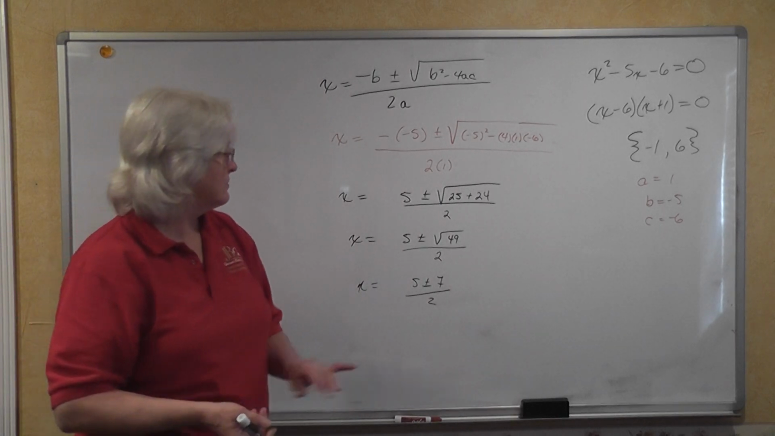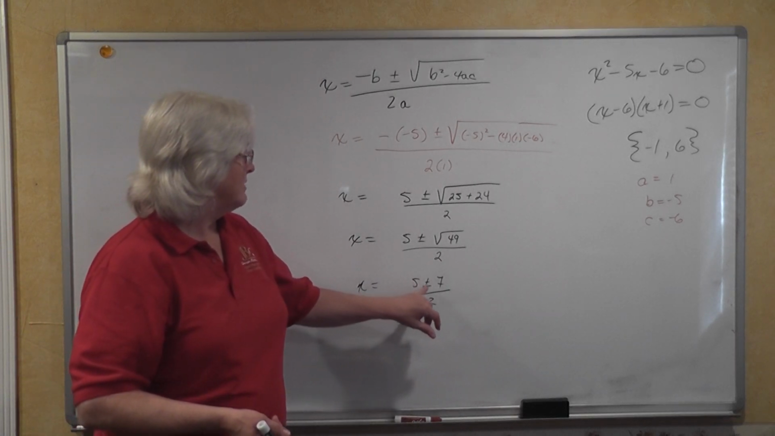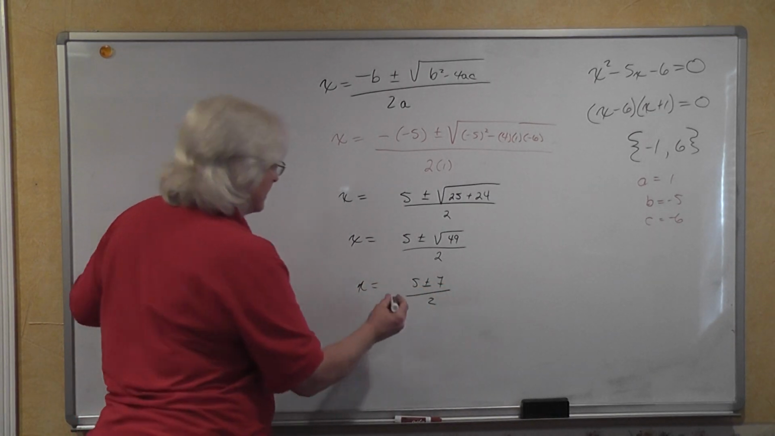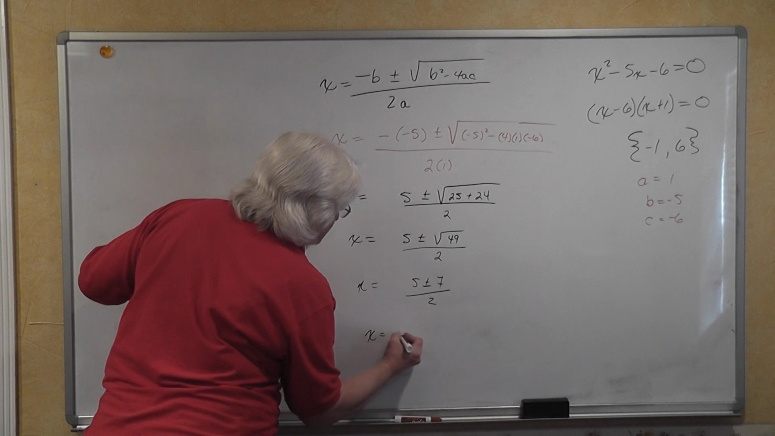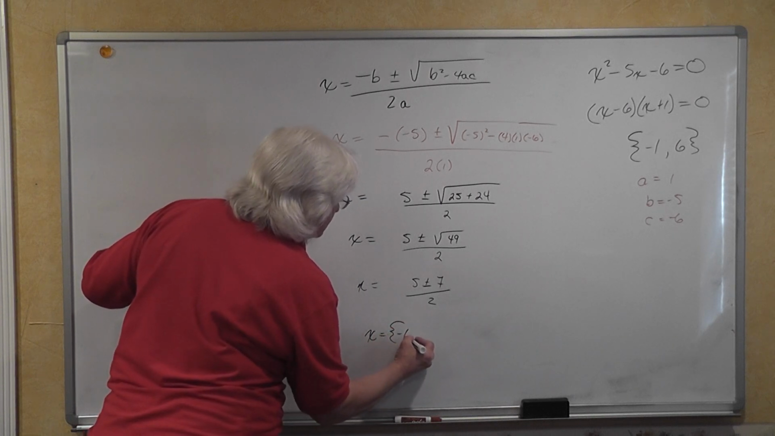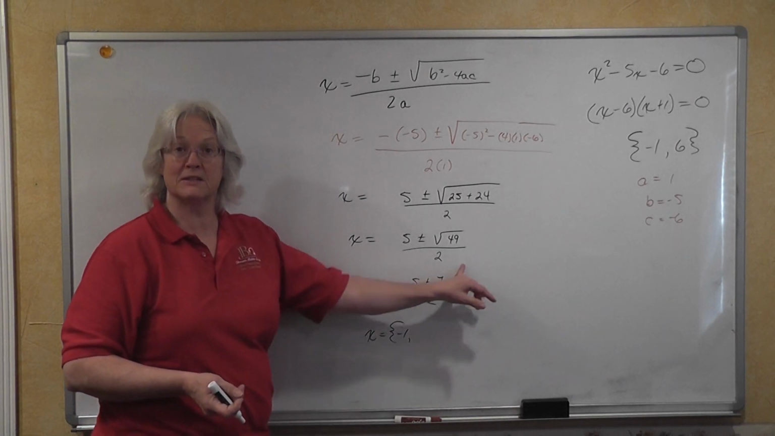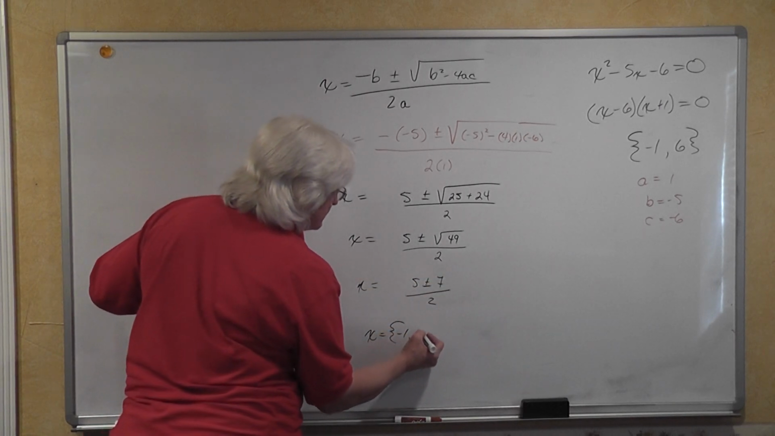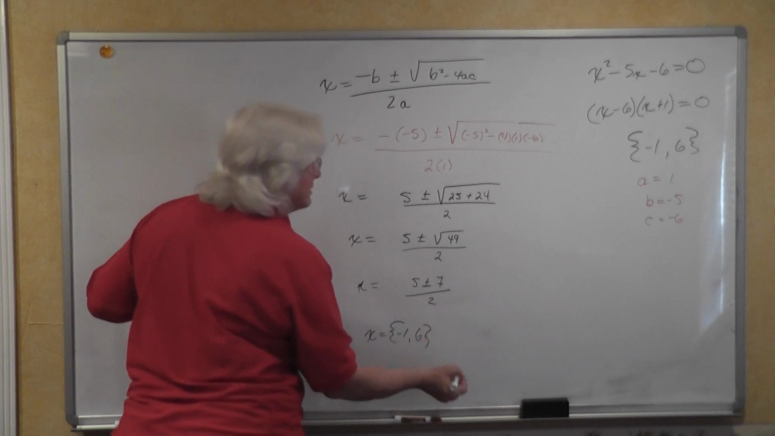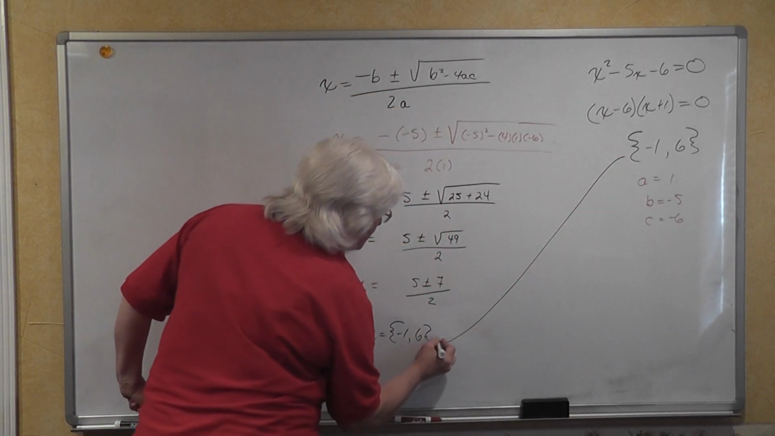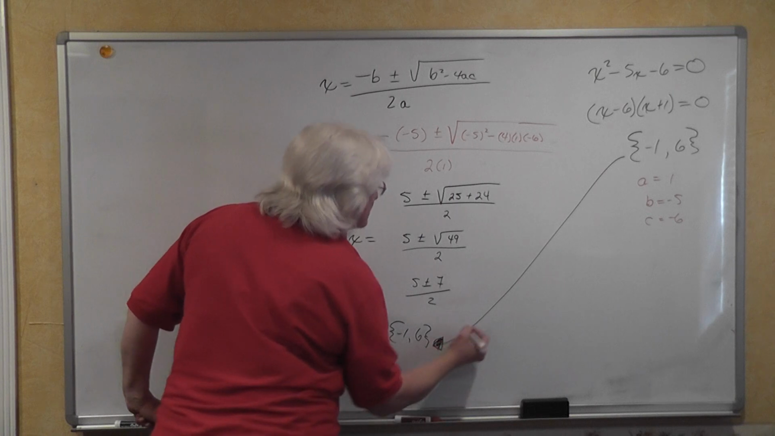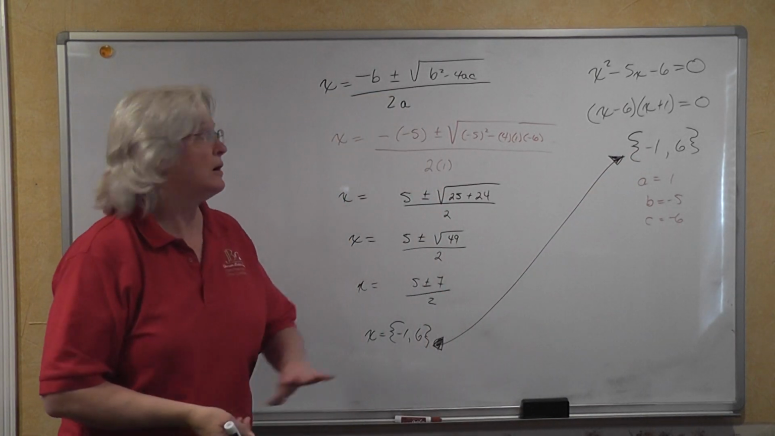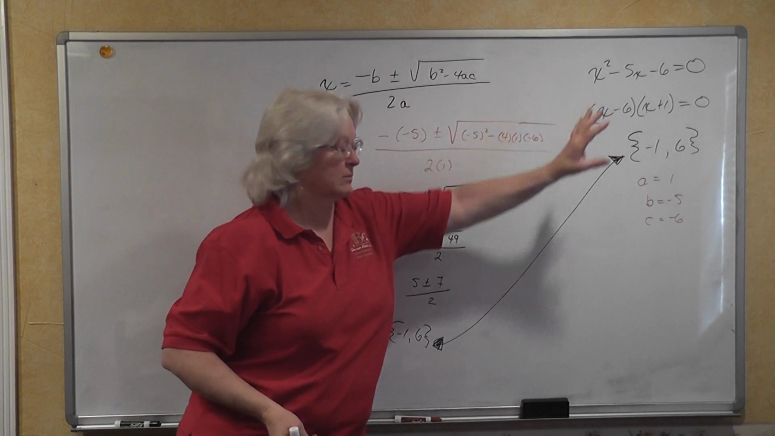So x is either going to be 5 minus 7, which is a -2, divided by 2, which is a -1. Or it's 5 plus 7, which is 12, divided by 2 is 6. And this, of course, is the solution that we were looking for because this problem right here was one that was very simple to solve by factoring.